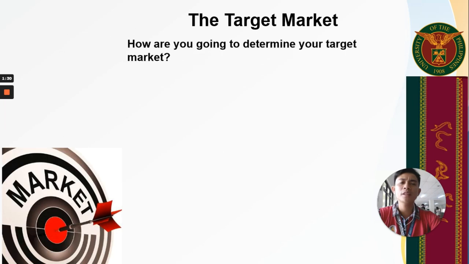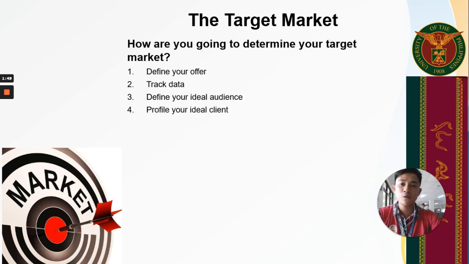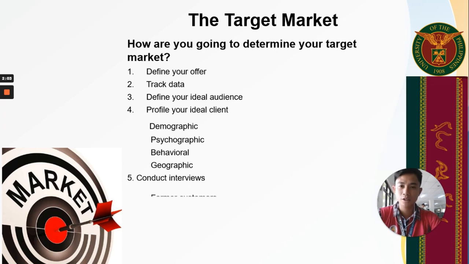The target markets. How are you going to determine your target markets? Number one, define your offer. Number two, track your data. Three, define your ideal audiences. Is it for young ones, for the community? And number four, profile your ideal client, like demographic, psychographic, behavioral, geographic. And number five, always conduct interviews.